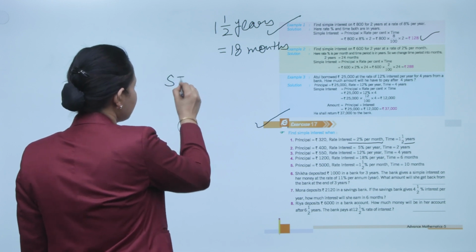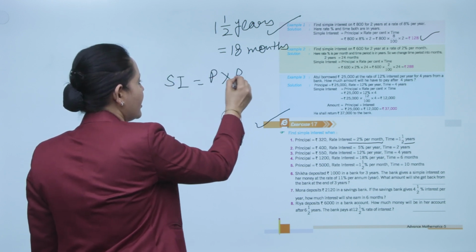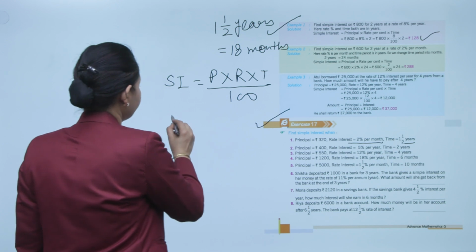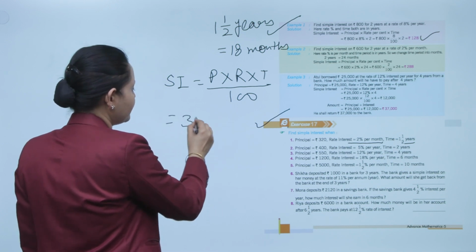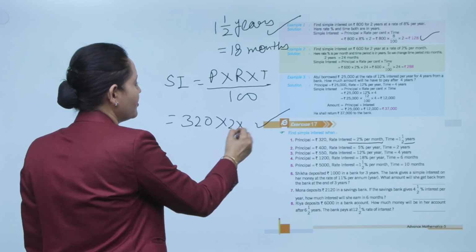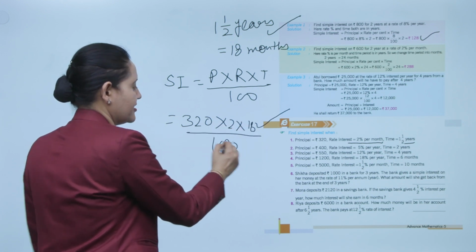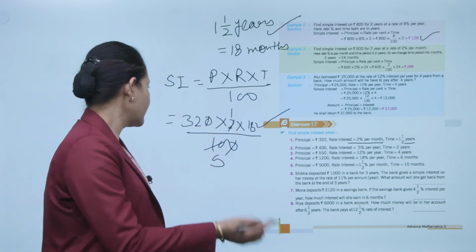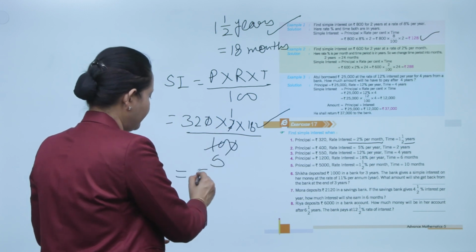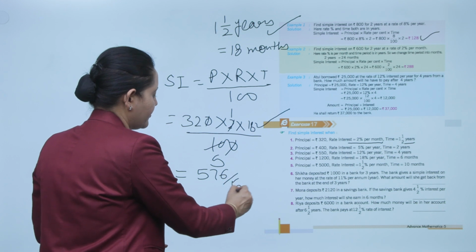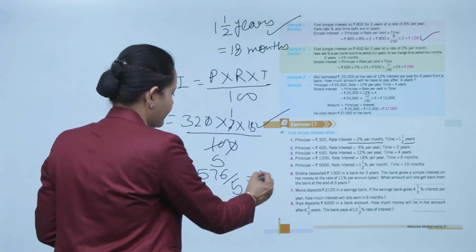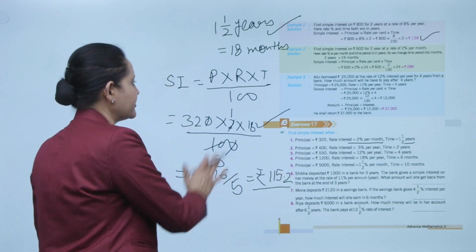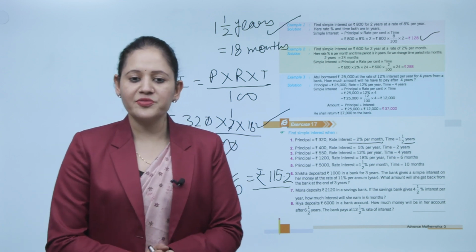So now simple interest equals P into R into T upon 100. That is the formula. So principal 320, rate of interest 2, time 18 upon 100. Clear? Cancelling zeros, it is 576 upon 5, that is equal to rupees 115.2. So that is the simple interest. Clear? Practice all the questions here.